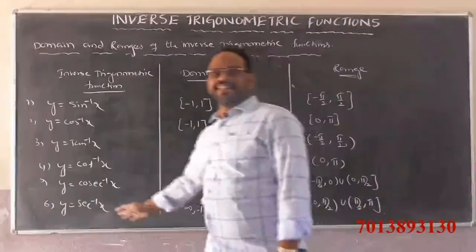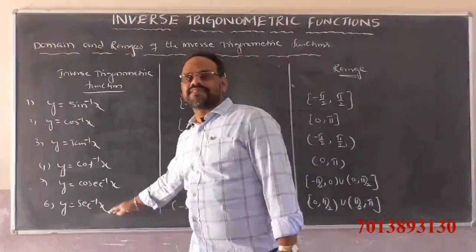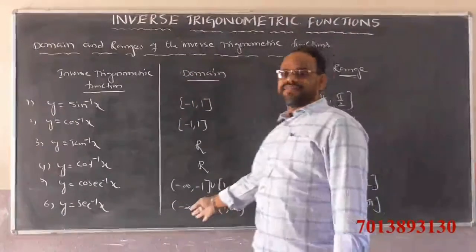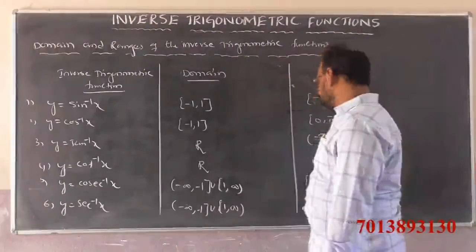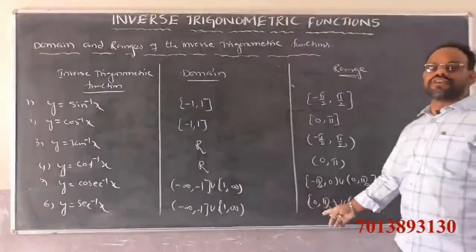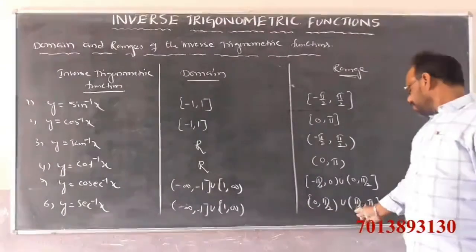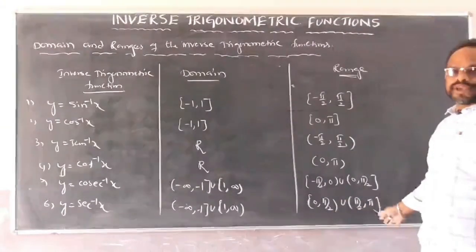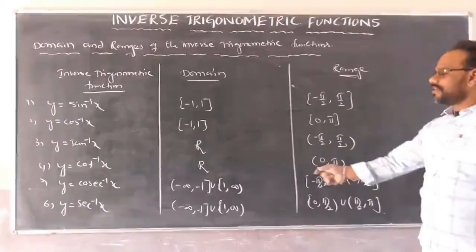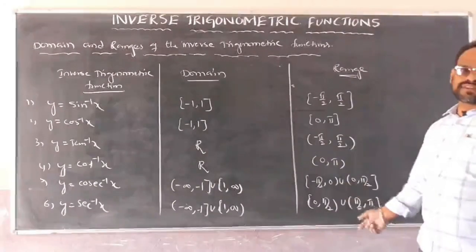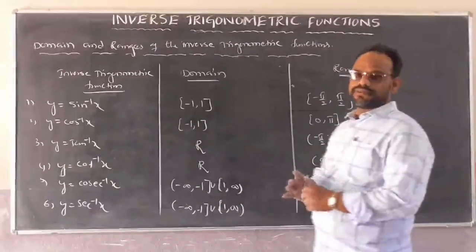And if you take y is equal to secant inverse x, the domain is clearly minus infinity to minus 1 union the closed interval 1 to infinity, and the range is clearly the closed interval 0 to pi by 2 union the open interval pi by 2 to pi. That is the range of the secant inverse function. Next.